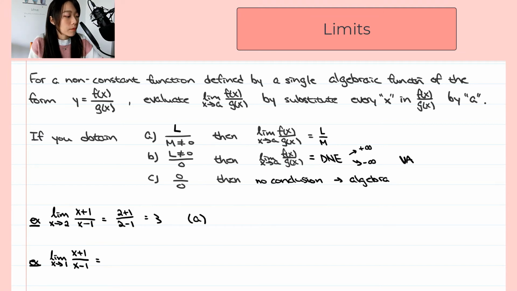Let's look at the next example. Limit of x plus 1 over x minus 1 as x approaches 1. We substitute x by 1 and we get 1 plus 1 over 1 minus 1, which equals 2 over 0. But we cannot have a 0 in the denominator, so this limit does not exist. And x equals 1 is a vertical asymptote. And this is type B.